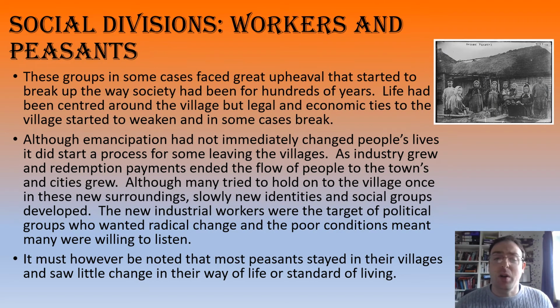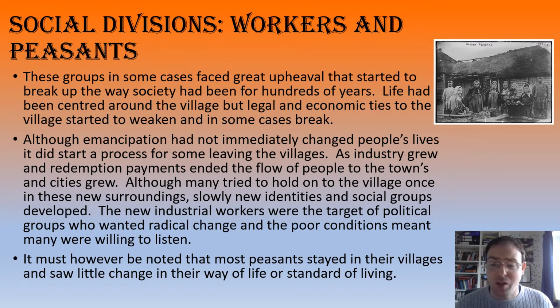Workers and the peasants. Well, obviously these are the people at the bottom of the social strata, and the peasants in particular faced a great deal of upheaval, or some within the peasantry did, and a lot of the ties that had held Russian society together in the past had started to break down. The village had been central for the peasantry for hundreds of years, and there was a great deal of legal and economic ties that held people to the village. Well, they started to weaken.